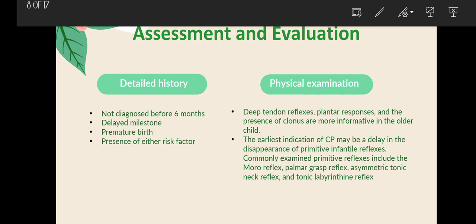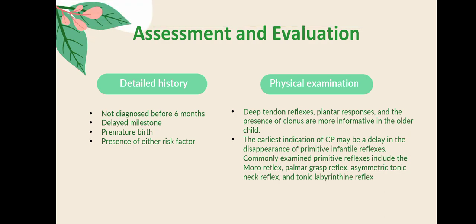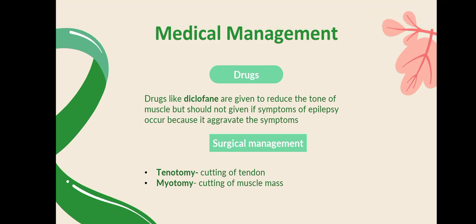In the third point come the primitive reflexes. As we all know, primitive reflexes are reflexes that disappear after a certain time period in the infant. For example, some of the primitive reflexes include the Moro reflex, asymmetric tonic neck reflex, and labyrinthine reflex. But in the patient suffering from cerebral palsy, these reflexes do not disappear after 6 months, meaning they are present in the infant after 6 months. So it is basically the major examination on the basis of which we diagnose that the patient is suffering from cerebral palsy.